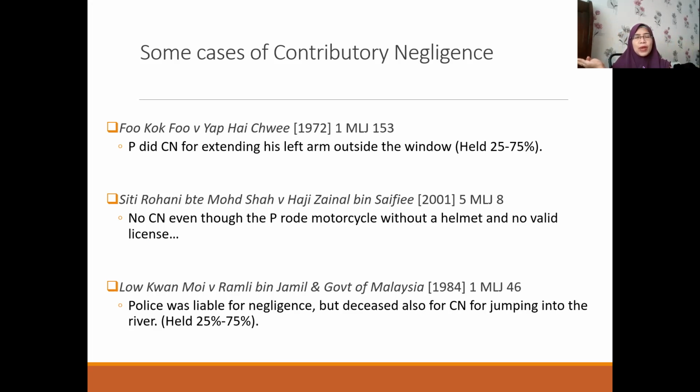And actually the plaintiff didn't have any valid license. But all this fact, it doesn't contribute to the injury suffered by the plaintiff. So, I mean, there's no apportionment of liability because why?